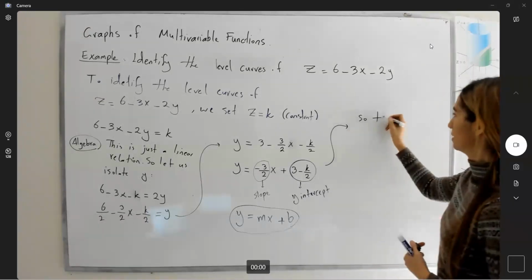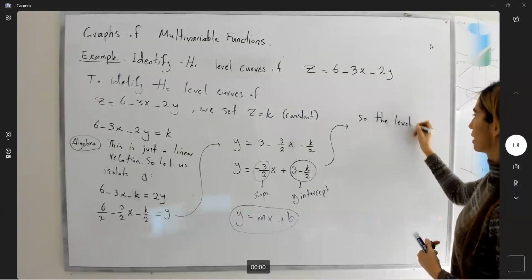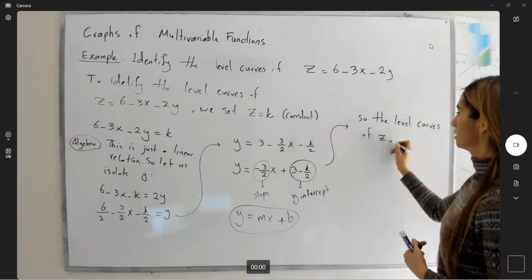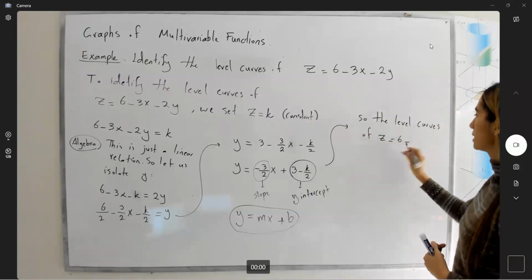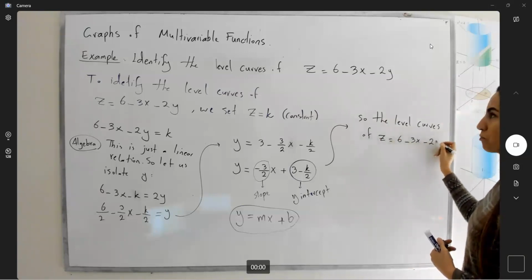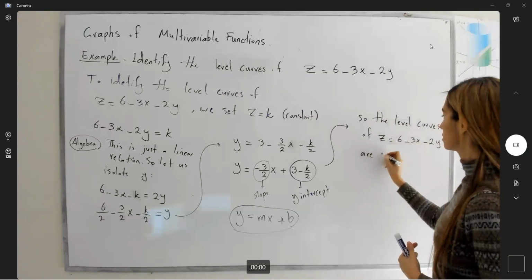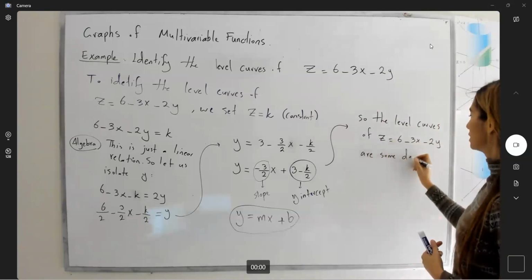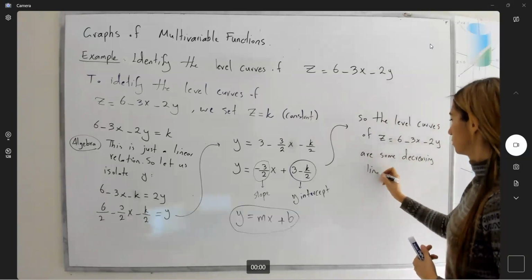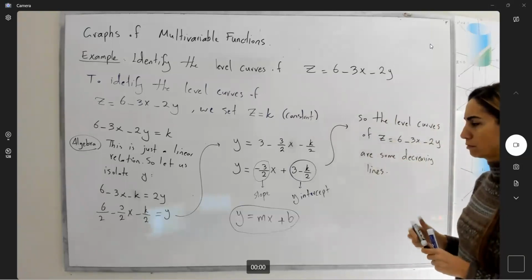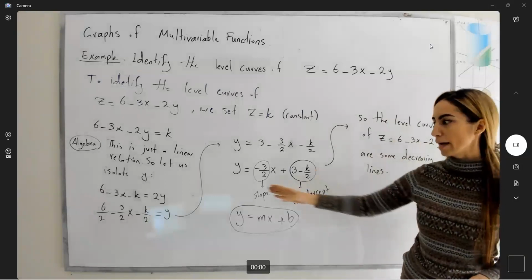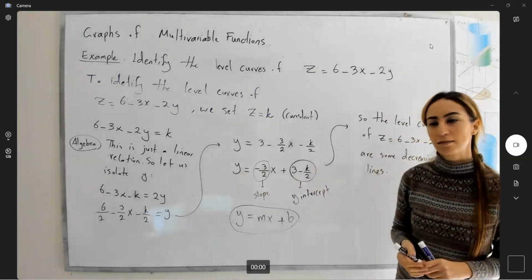So the level curves of z equals 6 minus 3x minus 2y are decreasing lines. You can plug in different values for your k and actually visualize these.